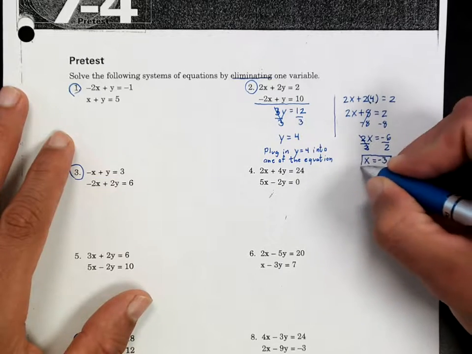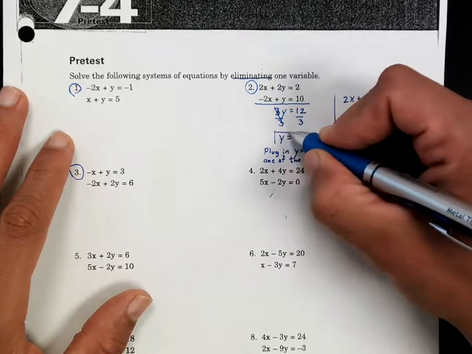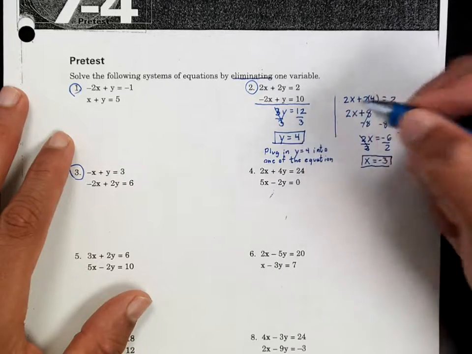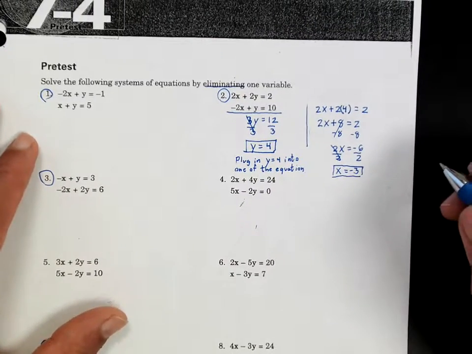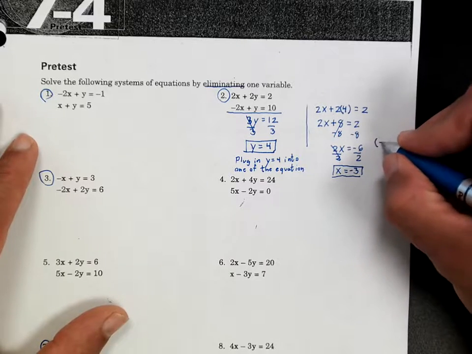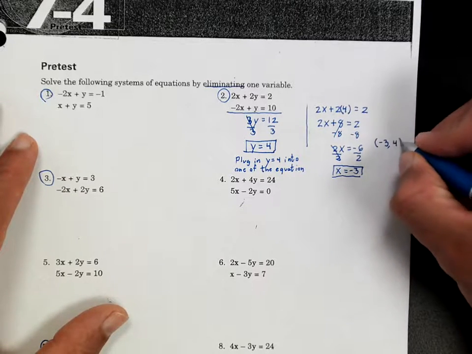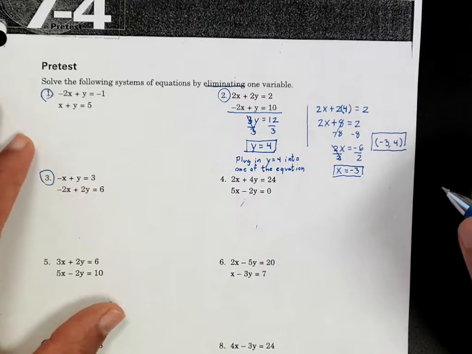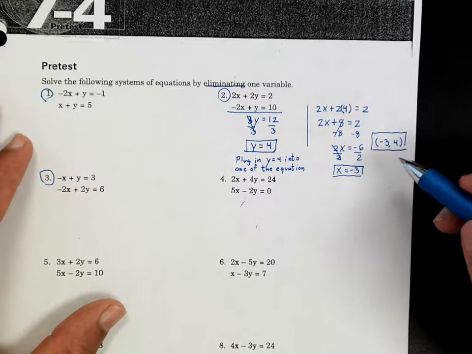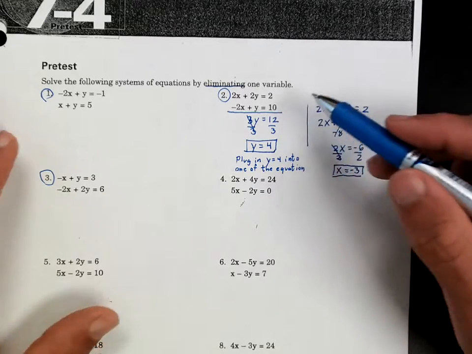Alright, so this is part of the answer, this is the other part of the answer. Don't forget that in general when we're doing this, the answer is a coordinate point, negative 3, 4. So remember that this point right here is the point of intersection, alright? We're just doing it a different way, but after all, this is the point where these two lines intersect.